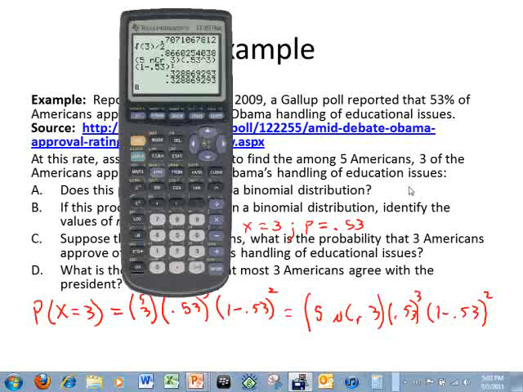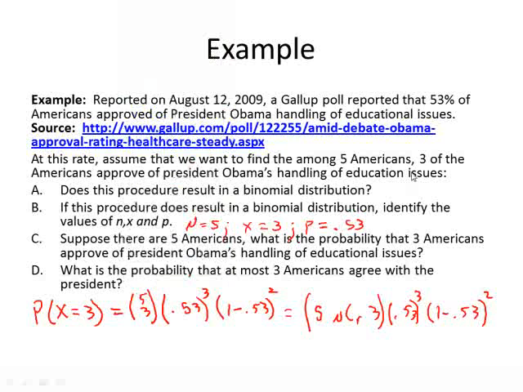How did you get the 0.53 again? Because it was given. Oh, okay. Well, you have to find that percentage if it's not given. If it's not given, then again, that's one of the assumptions, right?